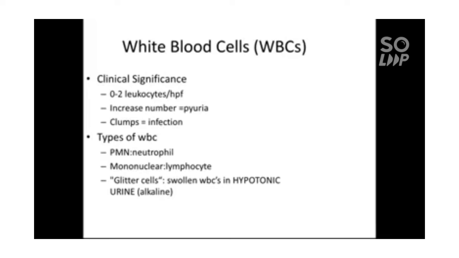And then we also have what are called glitter cells, which are swollen white blood cells. And these happen in hypotonic urine, which means a low specific gravity and also an alkaline pH, meaning above 7. White blood cells will oftentimes have a granular appearance and sometimes a nucleus. Here is an example of the granulation in the white blood cell.